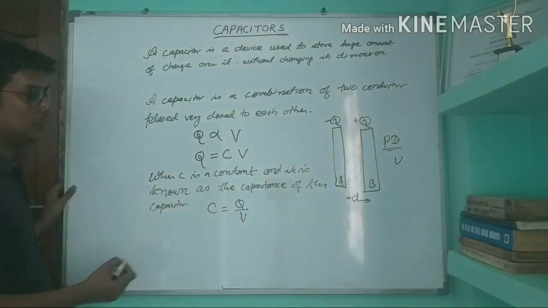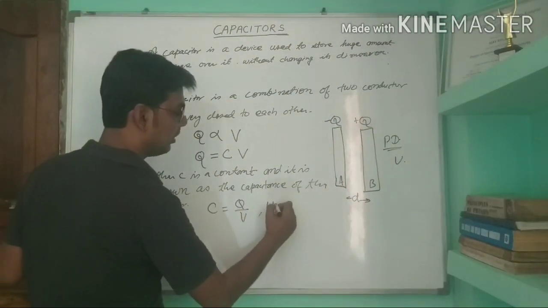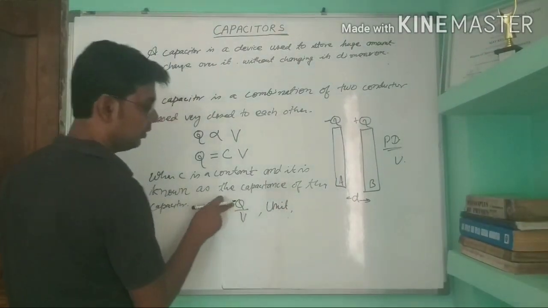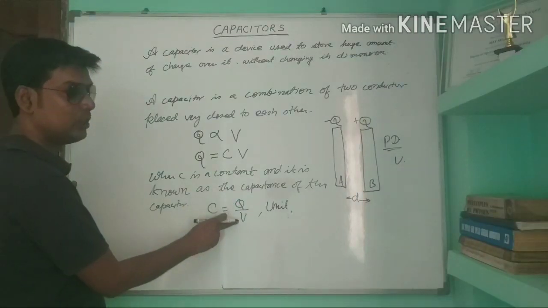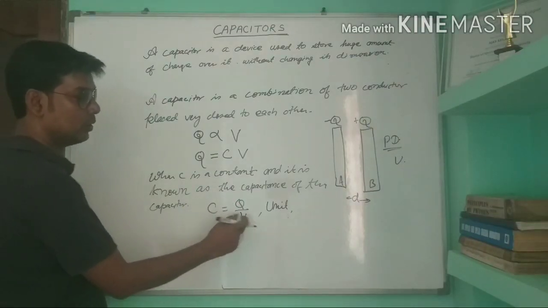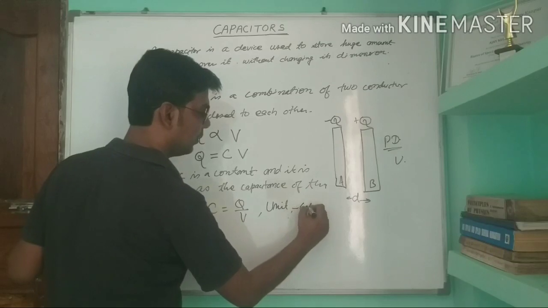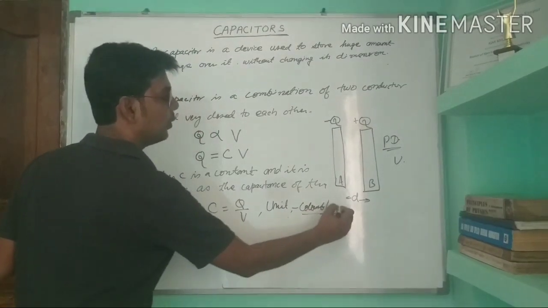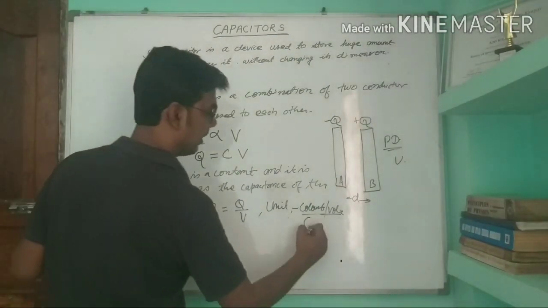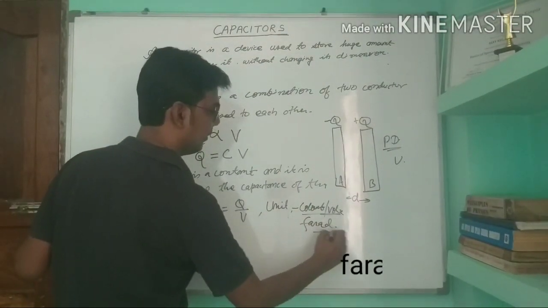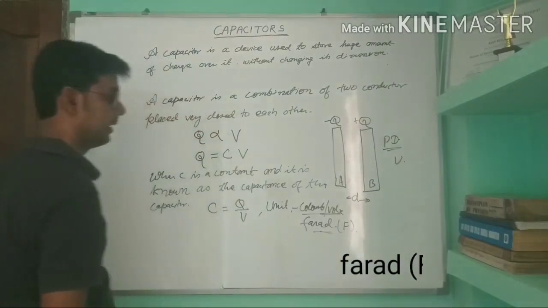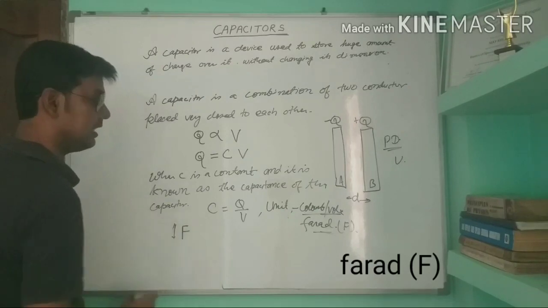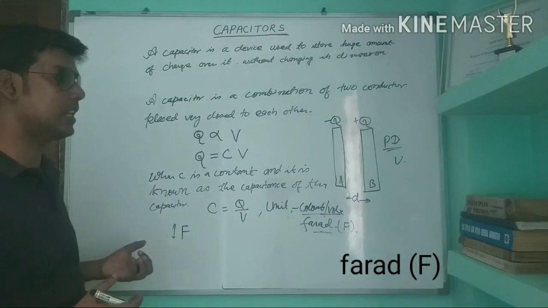From here we can see the unit of capacitance. The unit of charge is coulomb and the unit of potential is volt. So the unit will be coulomb per volt, and this coulomb per volt is known as farad. 1 farad is a very large amount of charge.